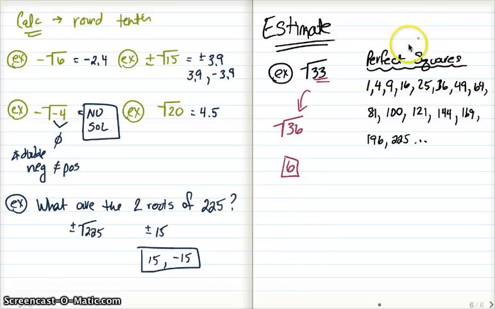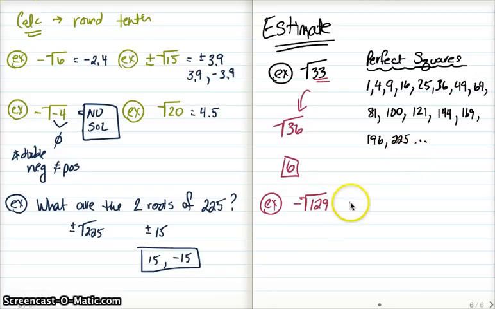Let's take a look at another one. Let's say we had the negative square root of 129. And again, it looks a little bit tricky, but when you start thinking about your perfect squares, you should be able to do these in your head. 10 times 10, 11 times 11, 12 times 12, 13 times 13, 14 times 14, 15 times 15. That's about as high as I would probably go.